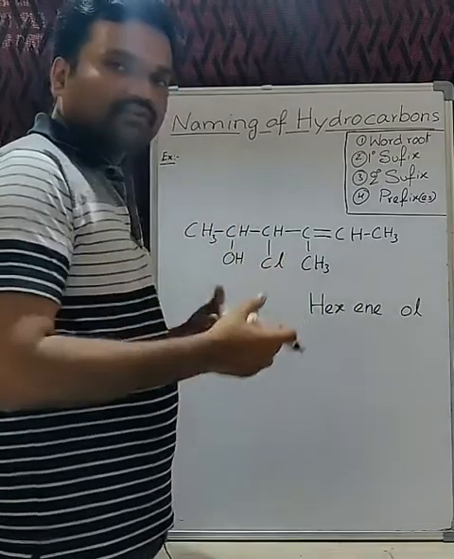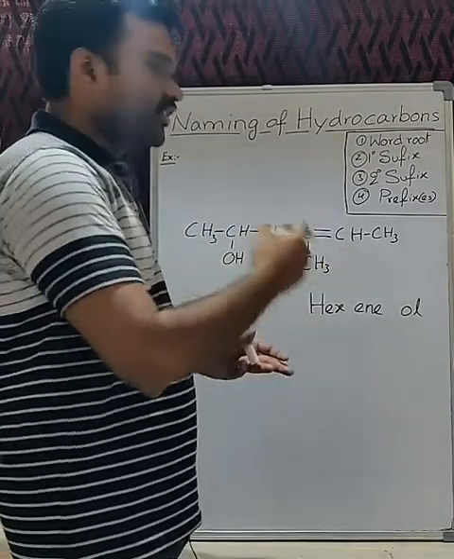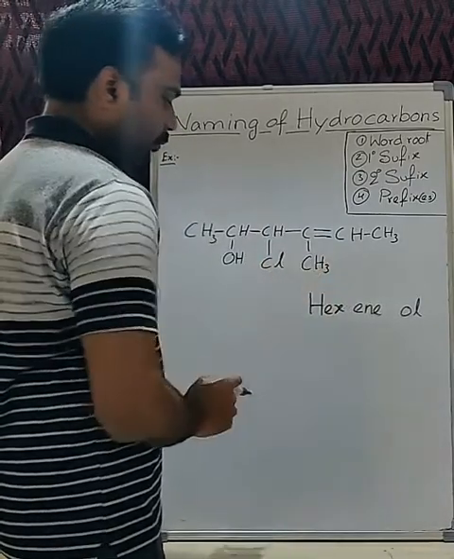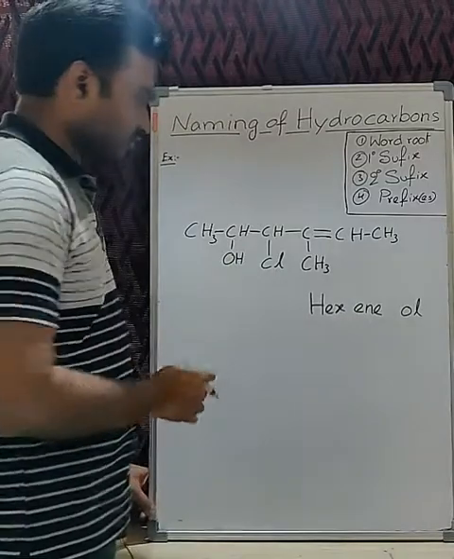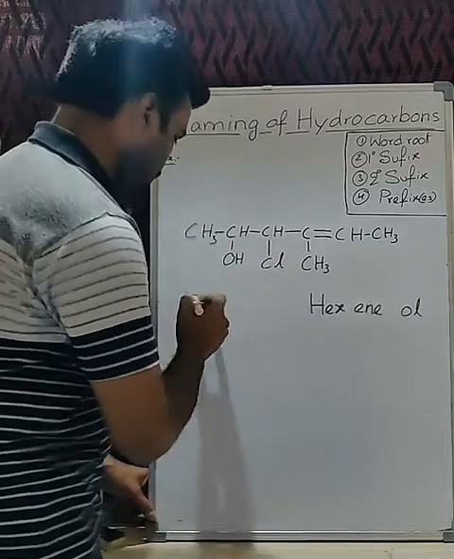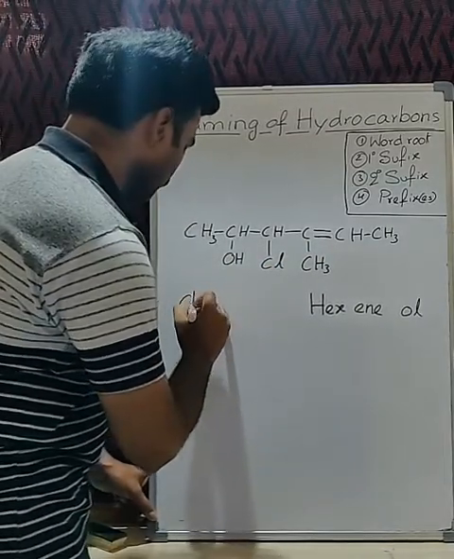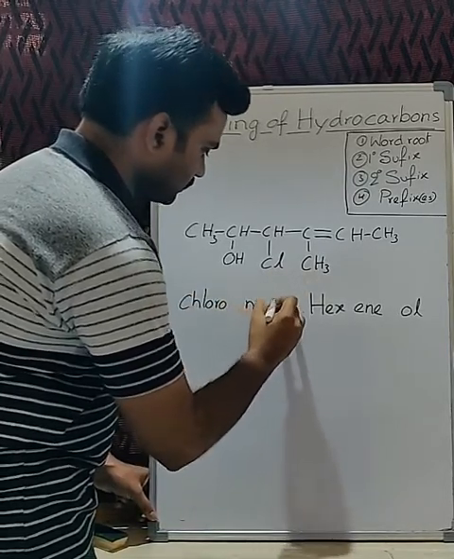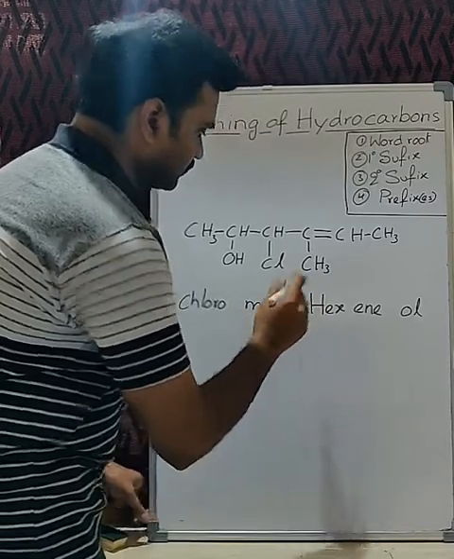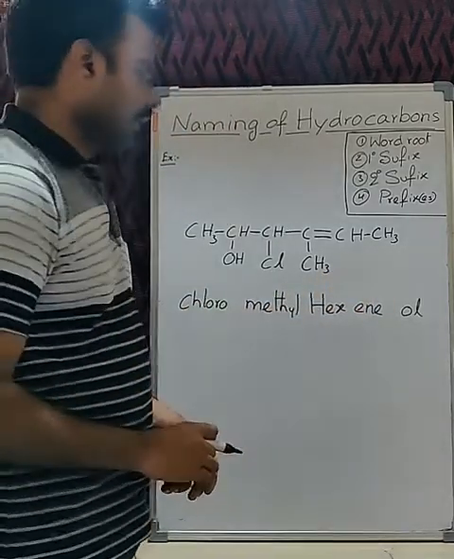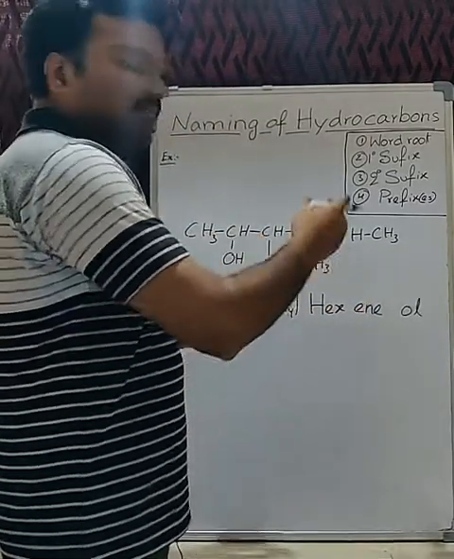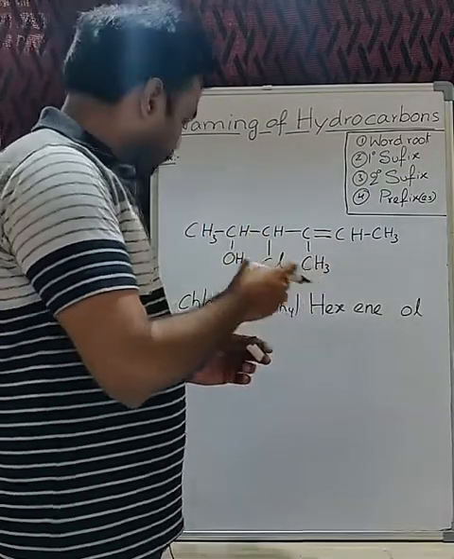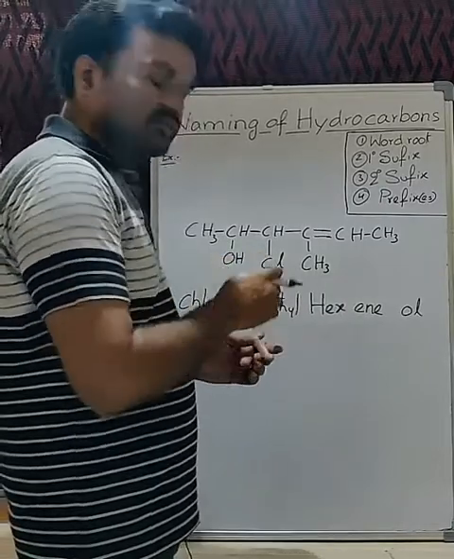If there are any additional groups, more than one, these will all be mentioned as prefixes. Now here there is a chloro group and a methyl group. These two will be mentioned as the prefixes. In alphabetical order, we get first chloro, then methyl, hexenol.